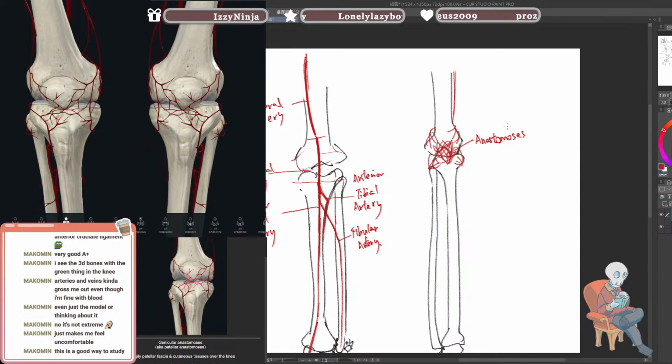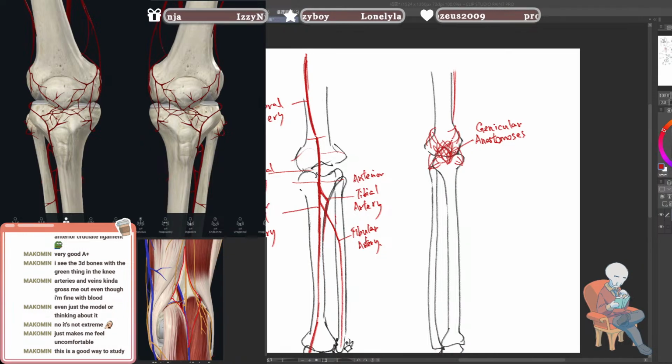And if I really have to specify which anastomosis it is, I'll just copy the name of the nearby artery. So if these are genicular arteries, it'll be genicular anastomosis. Basically, what the blood vessel supplies is where it's nearby. It is nearby the knee, and it obviously supplies the knee. It supplies the patellar fascia and cutaneous tissues over the knee. Just basically longer words. Easy.